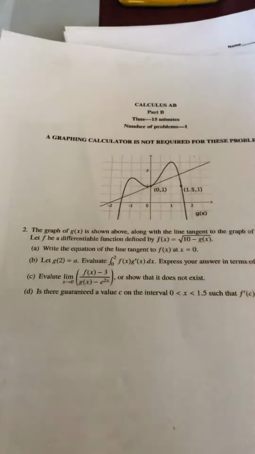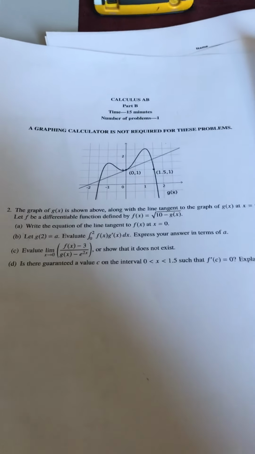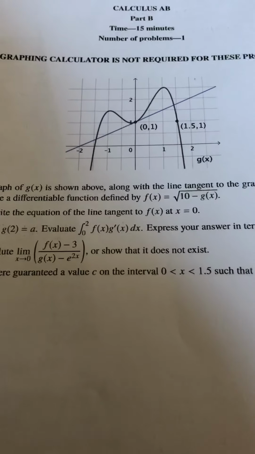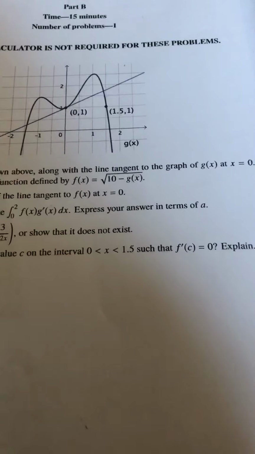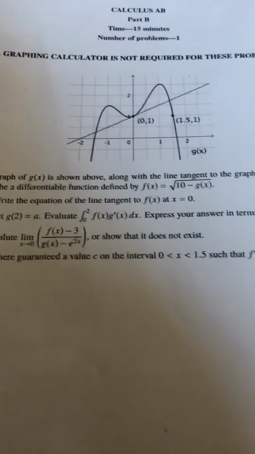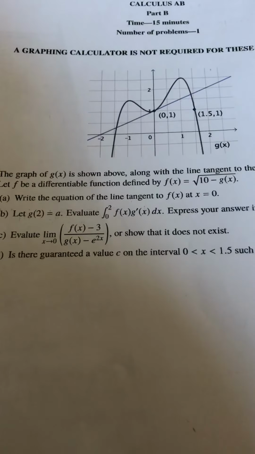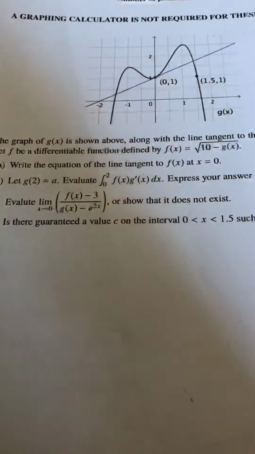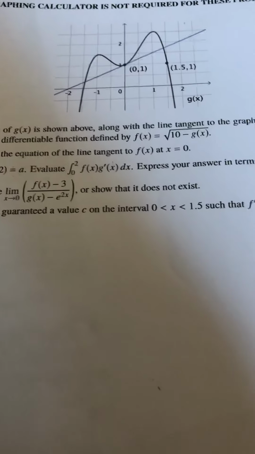Okay, here's question 2 from the test from Friday, May 8th. We are given the graph of g, and the line tangent to the graph of g at x equals 0, and f is a differentiable function where f is the square root of 10 minus g of x. So first question, equation of the line tangent to f at x equals 0.